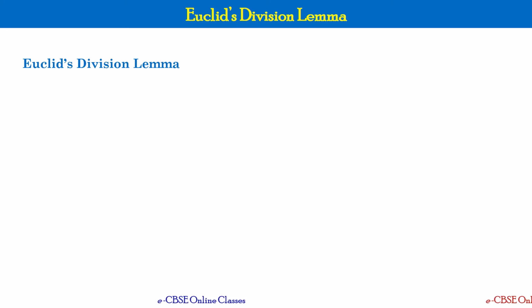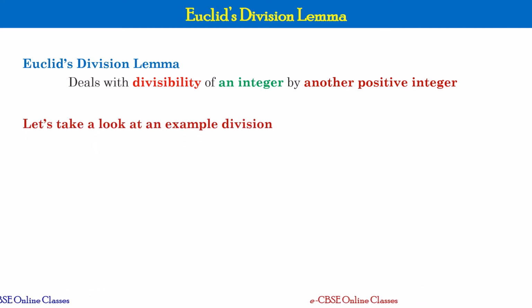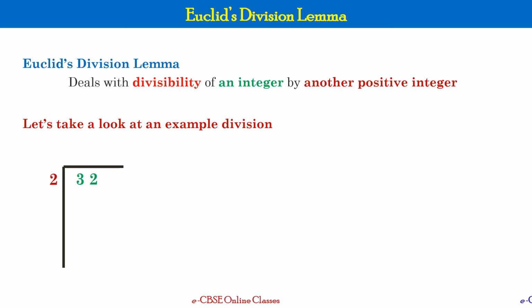Euclid's division lemma deals with divisibility of an integer by another positive integer. Let us take a look at an example division here. We are trying to divide 32 by 2. The first number is 3 here. 2 times 1 is 2. Subtract 2 from 3. We are left with 1. And bring the second digit here, 2. So that becomes 12.